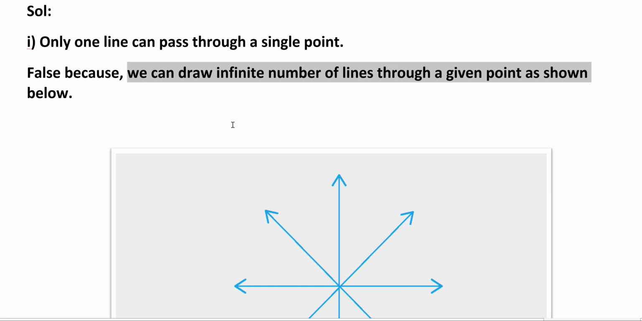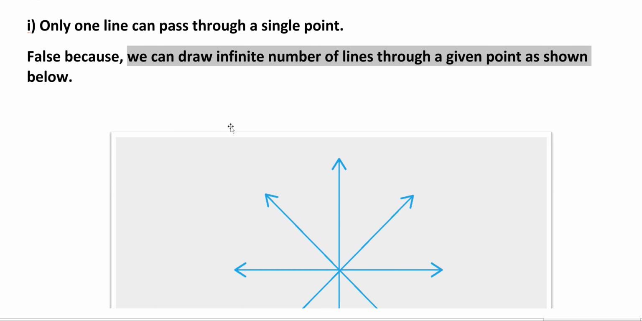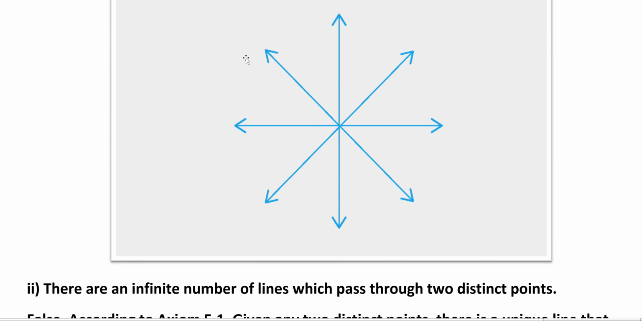Not even one line only can pass, because we can draw infinite lines. So here infinite lines can pass through a single point.